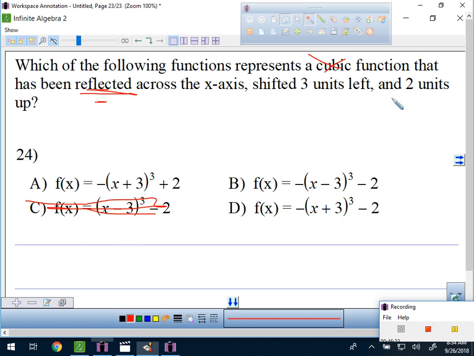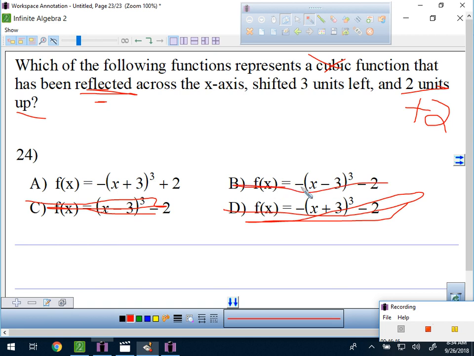It says it's been reflected, it's been shifted 3 units left and 2 units up. 2 units up means plus 2 at the outside. Well, I can go ahead and cross out that one, and I can cross out that one, so what does it leave behind? A, that one. And notice, remember, 3 units to the left, always do the opposite, so left is negative, so opposite of that would be plus 3, so that's why that's a plus 3 right there.